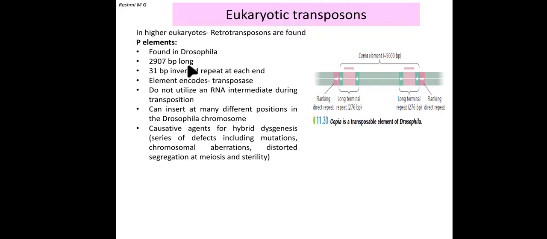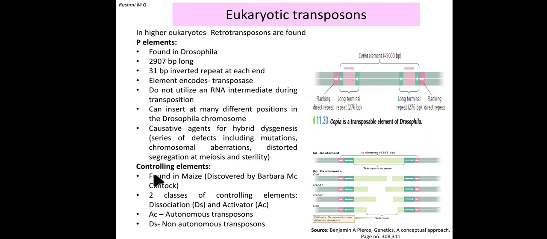It is 2907 base pairs long, and it has inverted repeats. We also discussed long terminal repeats, that is LTR. Eukaryotic transposons, especially retrotransposons, are of two types: LTR and non-LTR. The transposable elements having long terminal repeats are known as LTR. The transposable elements which lack these LTR regions are known as non-LTRs. They do not utilize any RNA intermediate during transposition. They can insert at many different positions in the Drosophila chromosome.